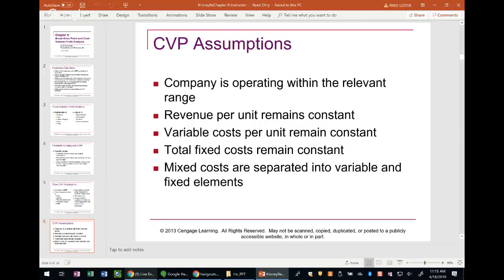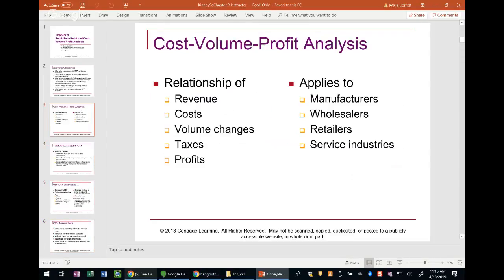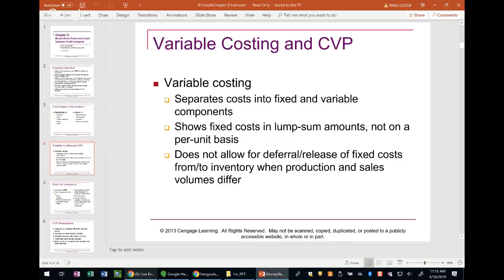We're going to look just a little bit at CVP, that's cost volume profit analysis. It applies to manufacturers, wholesalers, retailers, and service. Break even applies to everyone, every kind of business. We do know what variable costing is. Separates cost into fixed and variable components. Shows fixed costs in lump sums.